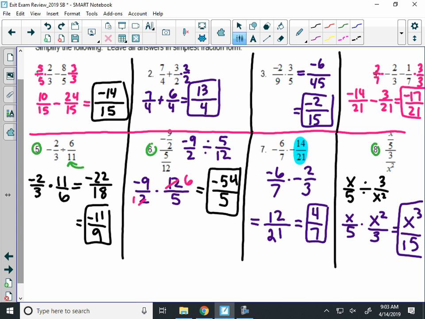and that would be your final answer. All right, these are really easy problems to make up, so if you need some extra fraction practice, ask your teacher for some help.